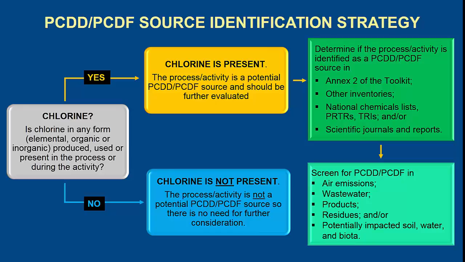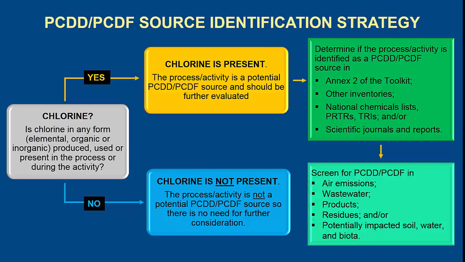Is the process or activity of interest identified in any of these, or is a similar process or activity identified? If nothing is found that's useful, then it's necessary to screen for dioxins in air emissions, wastewater, products, residues, and or potentially impacted soil, water, and biota, the organisms that live in and on the soil and water.